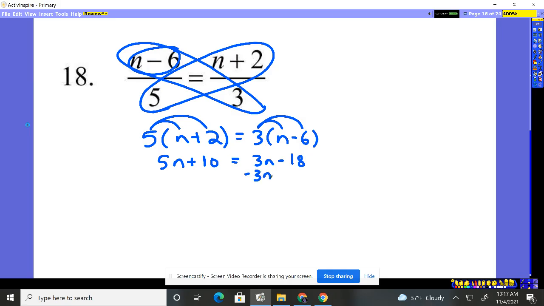So we're going to move the 3n over to be over here with the 5n. It goes away on this side. We're left with 2n plus the number 10 equals, now notice that 18 is negative 18.